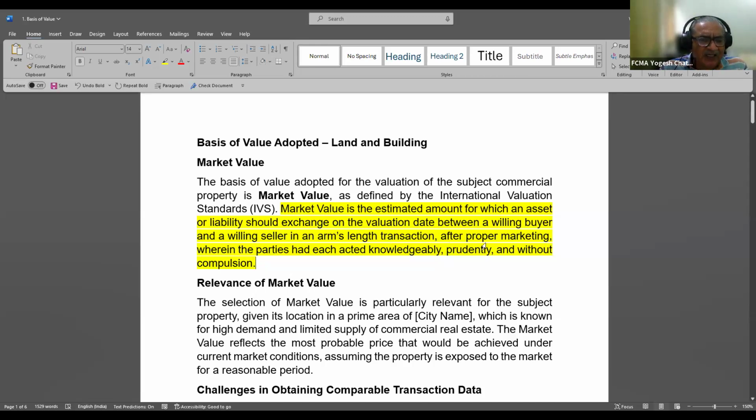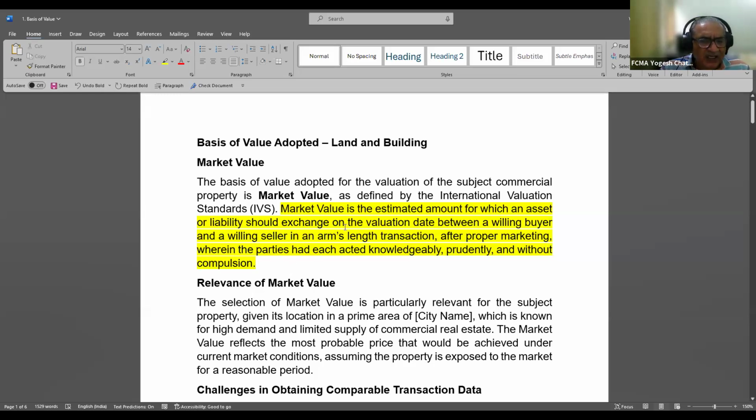So very important, an arm's length transaction after proper marketing, wherein the parties had each acted knowledgeably, prudently, and without compulsion. So that is the meaning of market value, which is provided under the International Valuation Standards. This meaning is provided in a very, very detailed manner. So if you are interested to know the meaning of estimated amount, valuation date, willing buyer, willing seller, or arm's length transaction, my suggestion to you is to go through the guidance provided under IVS 103, so that each of these terms is explained in a very detailed manner under the International Valuation Standards.